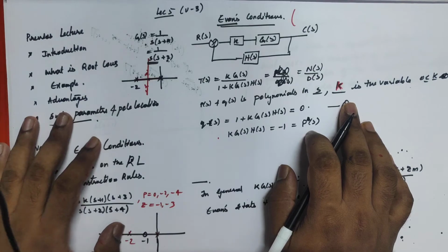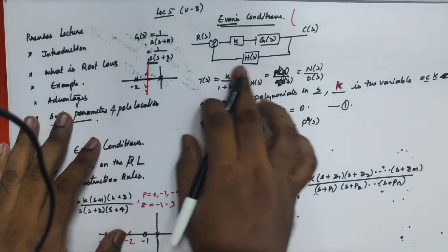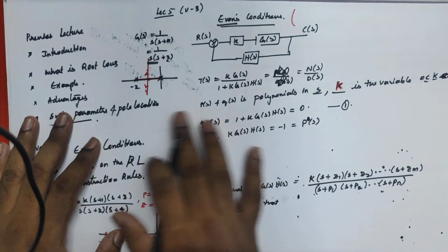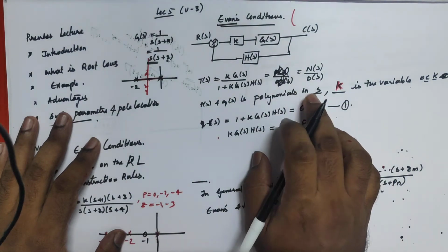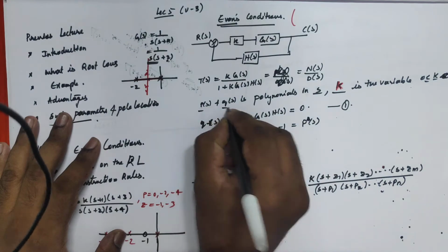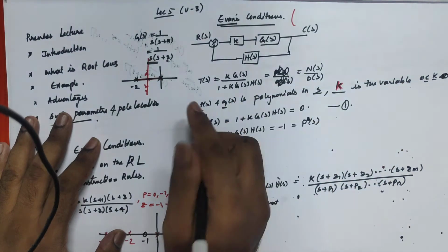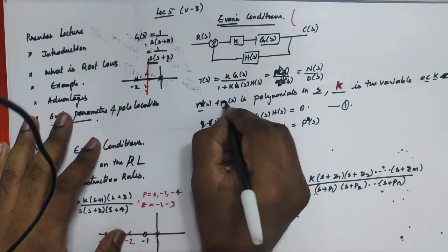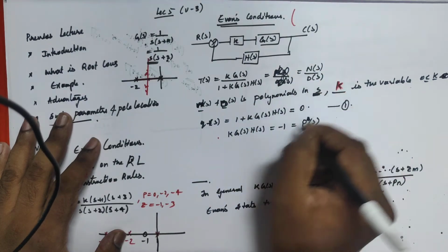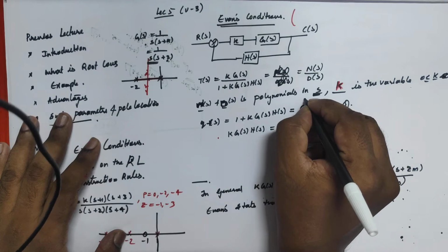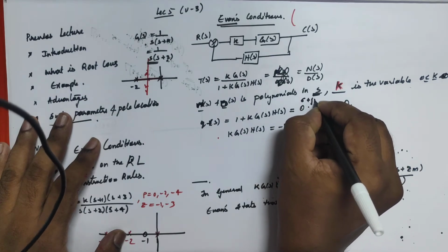This is my transfer function and this is the denominator, where p of s and q of s are polynomials in s. The p of s and q of s are the numerator and denominator polynomials, n of s and d of s, in s form. That means s is a complex form, sigma plus j omega.